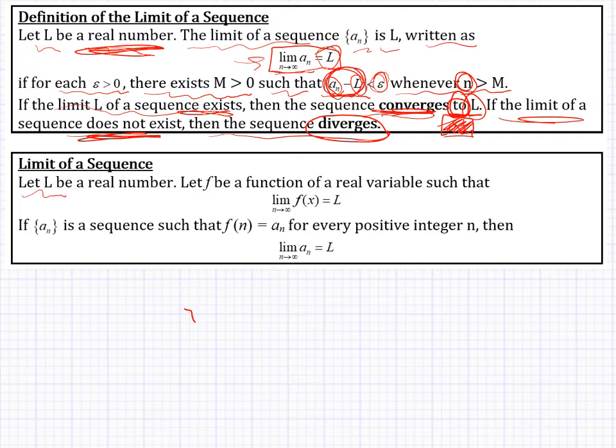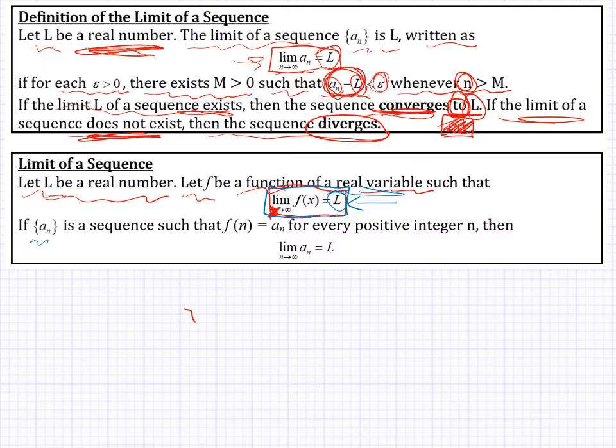So let L be a real number, and let f be a function of a real variable. So we have a function and we have a sequence. Let's say that we know how to do the limit of the function, and this right here should be an x. So we know how to find the limit as x goes to infinity of f of x equals L. That's the limit of a real valued function, the type of limit you've been doing since the beginning of Calc 1. So let's say we know the answer is L.